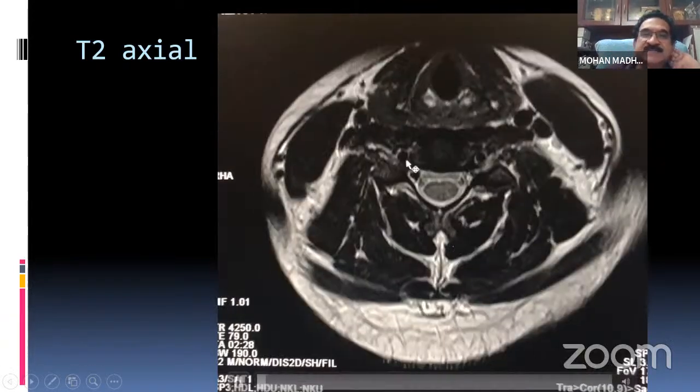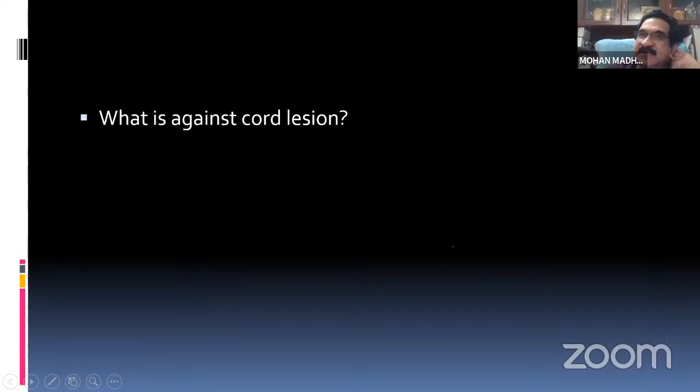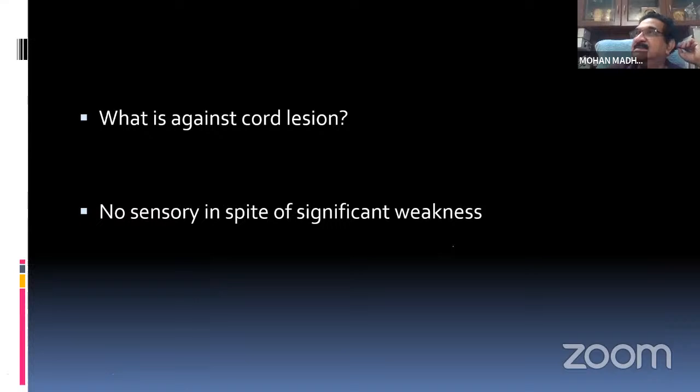So the cervical spine is normal. What is against a cord lesion? Another point is that such a severe weakness of the left hand, sparing sensation, is also against a cord lesion. With such severe weakness due to a cord lesion, we expect either some posterior column involvement in the left hand or a spinothalamic loss on the opposite side. So what else do you need now?